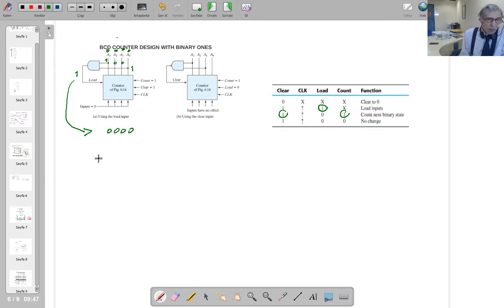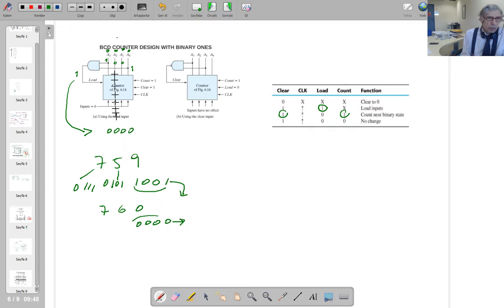Just to remind you, if you got 759 something like that, binary coded decimal, it's going to be this, isn't it? 0, 1, 1, 1, 7, 0, 1, 0, 1, 5 and 1, 0, 0, 1, 9. So you are representing each digit in a decimal number by a 4-bit binary number. So in one digit, the highest number that you could see is 9. After that, that's going to be 760, isn't it? So that's going to go to 0, 0, 0, 0. So after 9, you're going to see 0. So this is what we have done here.